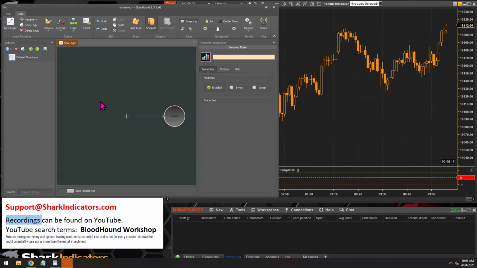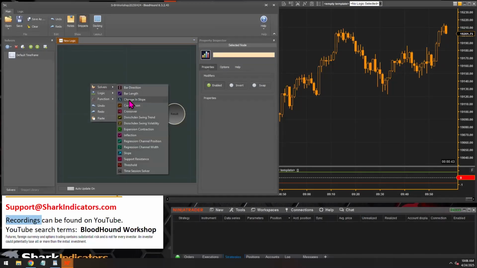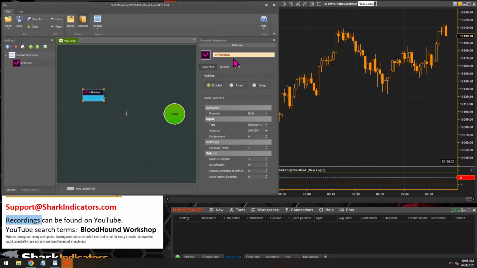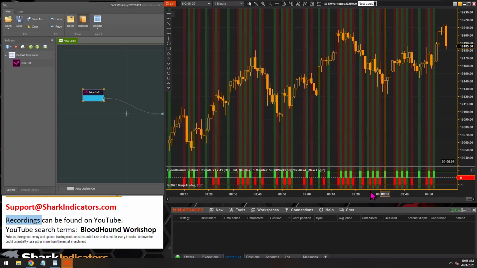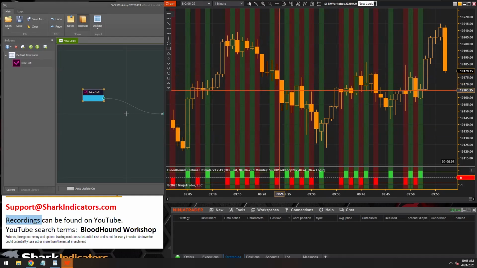All right, bear with me while I get things set up here. I'm just going to make some example signals. I'm going to take the inflection solver and see when price reverses direction, and change it to price. There we go. Pretty straightforward: every time a bar reverses direction, we get a signal.